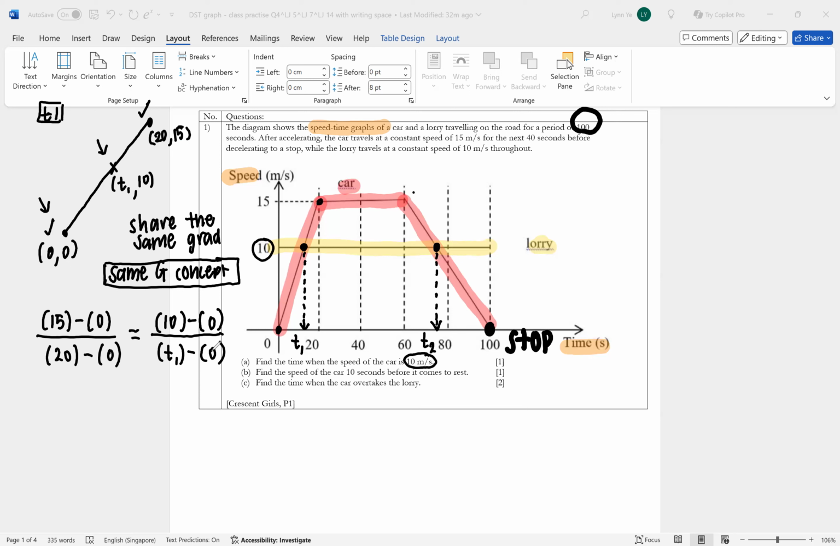Yes, so now let's simplify. So what's the answer? Do you need a calculator, or no need for a calculator? Come on, guys, let's simplify. Yes, 15 over 20 equals 10 over T1. Then what do I do from here? Cross multiply. That will give me 15 T1 equal to 200. And therefore, I know that T1 will be equal to, now you can use your calculator.